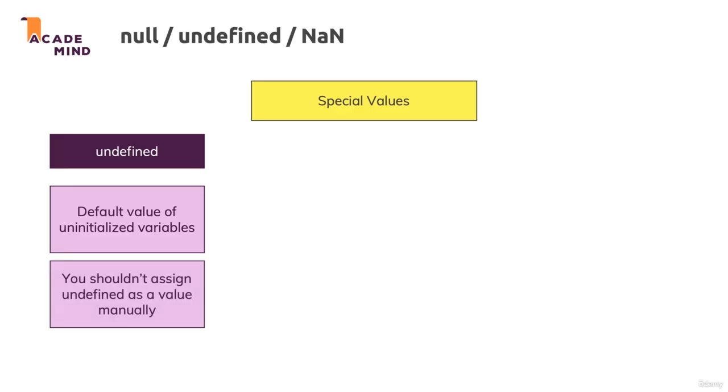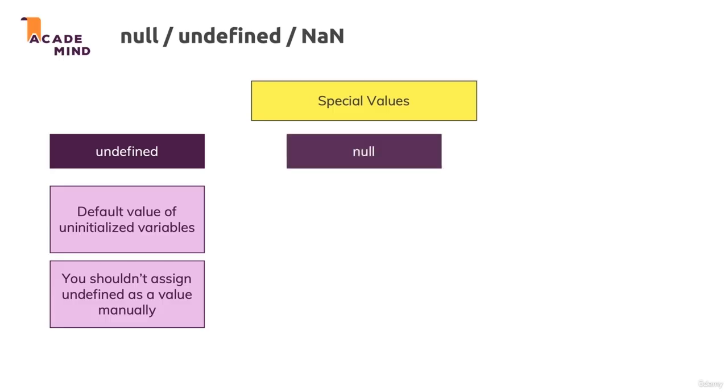Now, you should never assign undefined to a value on your own, so never write equals undefined, because that's just a default value you have if something has never been assigned a value. You could have cases in your code where you get something and you're not sure if it's undefined or not, and later you will learn how you can check whether a value is defined or undefined, but it's already important to be aware of this type.